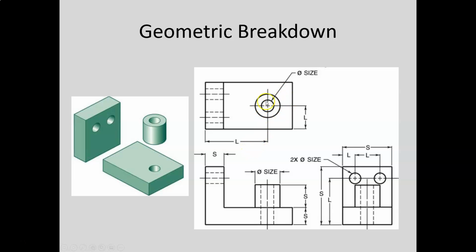So we locate the cylinder. Here's the location from this edge, and here's the location from the back edge. And we locate these holes. Here's the location from the bottom, and here's the location from the left edge. Now you'll notice there's a lot fewer location dimensions, and that's very common.